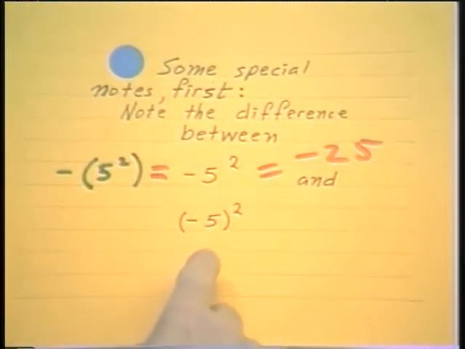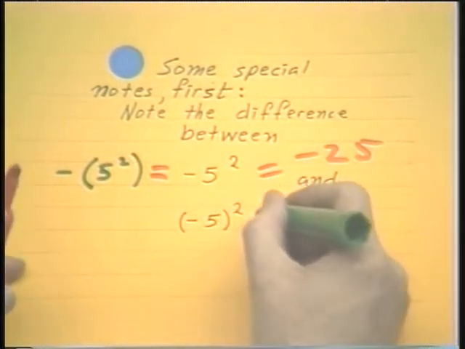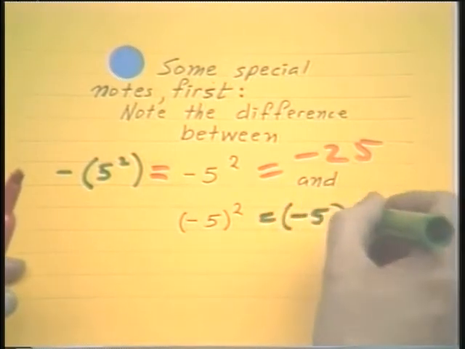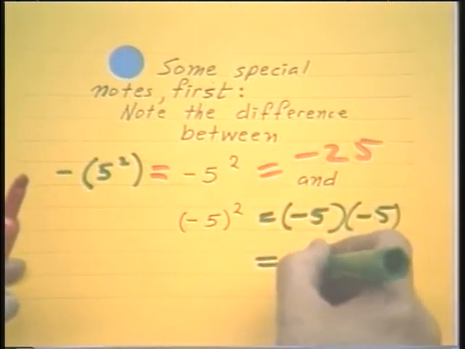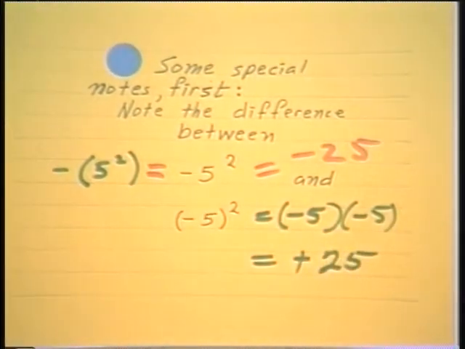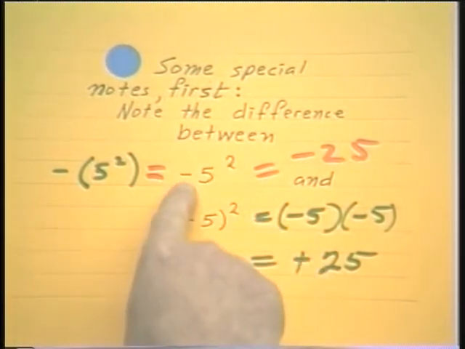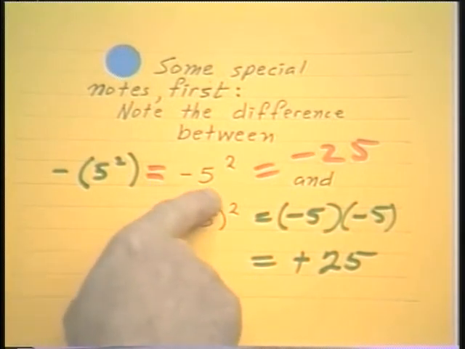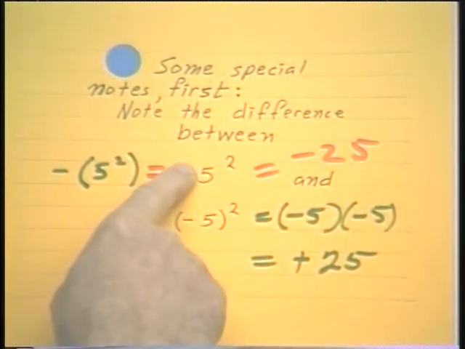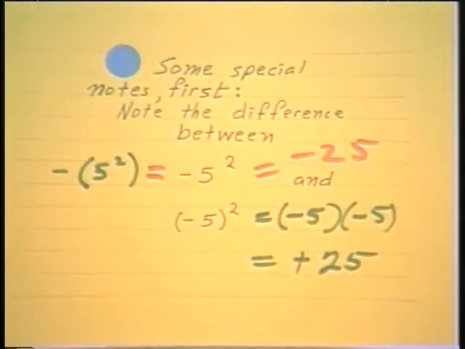Whereas if we meant I want to square a negative 5, that is, I want a negative 5 times a negative 5, which in this case is positive 25, we'll use parentheses to indicate that. So please note, exponents are always done before opposites. This is the opposite not of 5, but of the result of 5 being squared. If I do want to square negative 5, I will use parentheses to note that. That is an accepted mathematical convention.